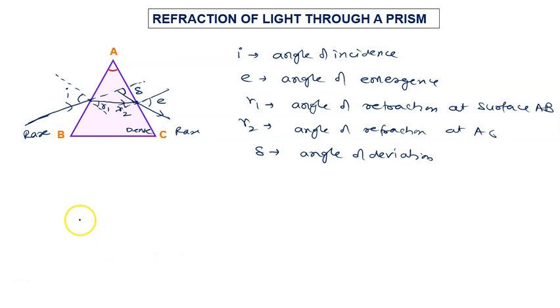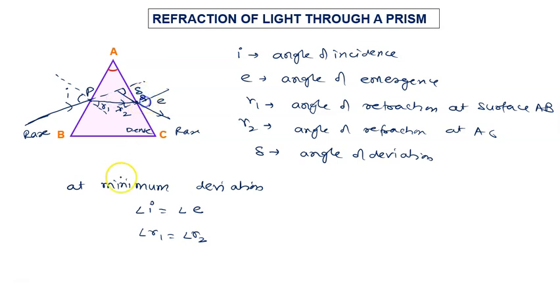You are supposed to keep one thing in mind. At the minimum deviation situation, the angle of incidence is always equal to the angle of emergence, angle R1 equals angle R2, and if I say this ray is PQ, that is the refracted ray from the first surface, the ray PQ must be parallel to the base BC.